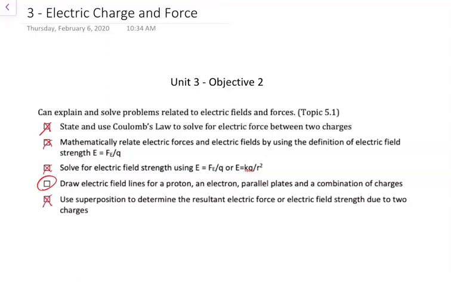And we're going to be able to use superposition to determine the resultant electric force or electric field strength due to two charges. So, I mean, we're starting to see some similar words, right? Fields, forces, field strength, superposition. So we're really just applying the same process, but with new variables. And there's going to be a lot of new definitions and variables kind of being thrown at you.